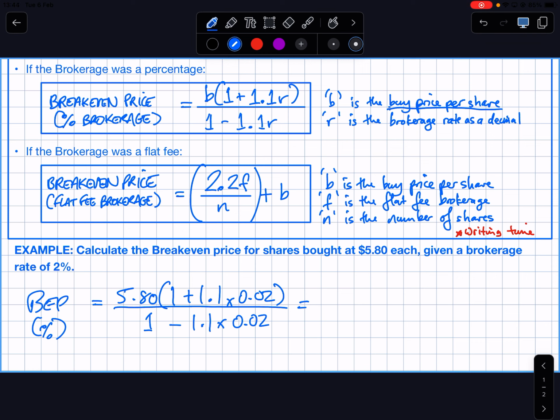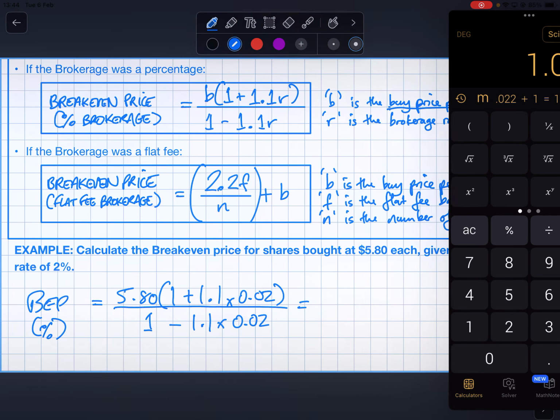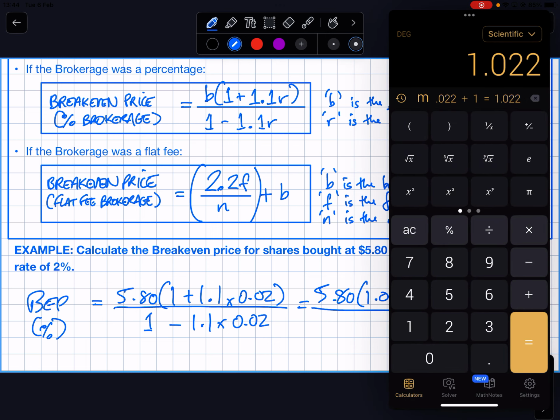So unfortunately, you don't get to see the calculator. It appears on my screen. So I'm going to go 1.1 times 0.02. That's the multiplication. Then add 1 to it. So that's going to be 1.022. So the working out I've got at the top, $5.80 times by 1.022 over. I can do some maths on the bottom.